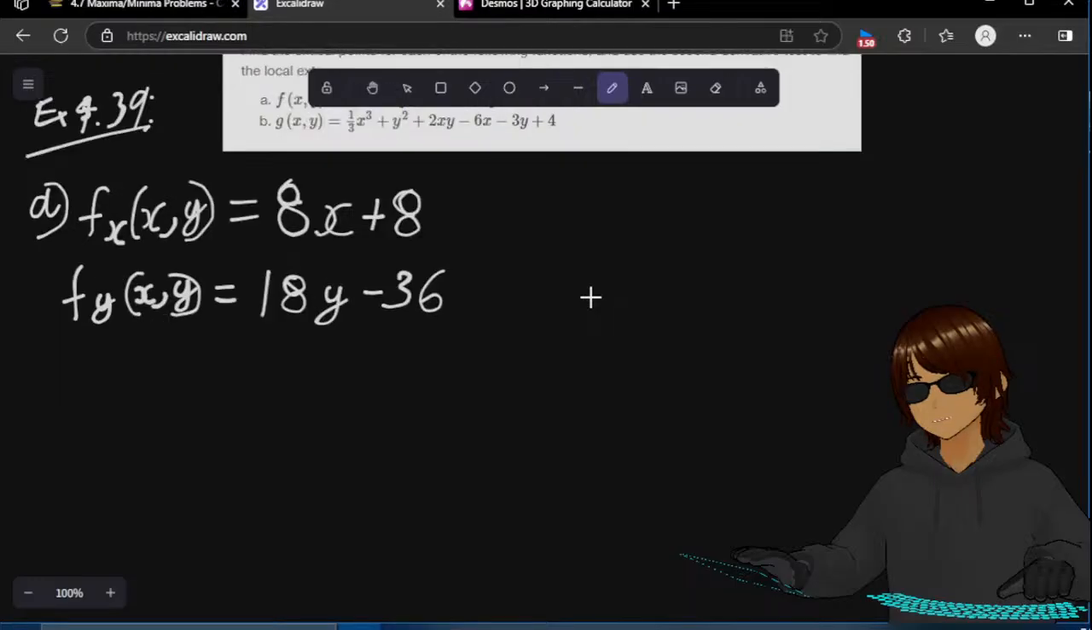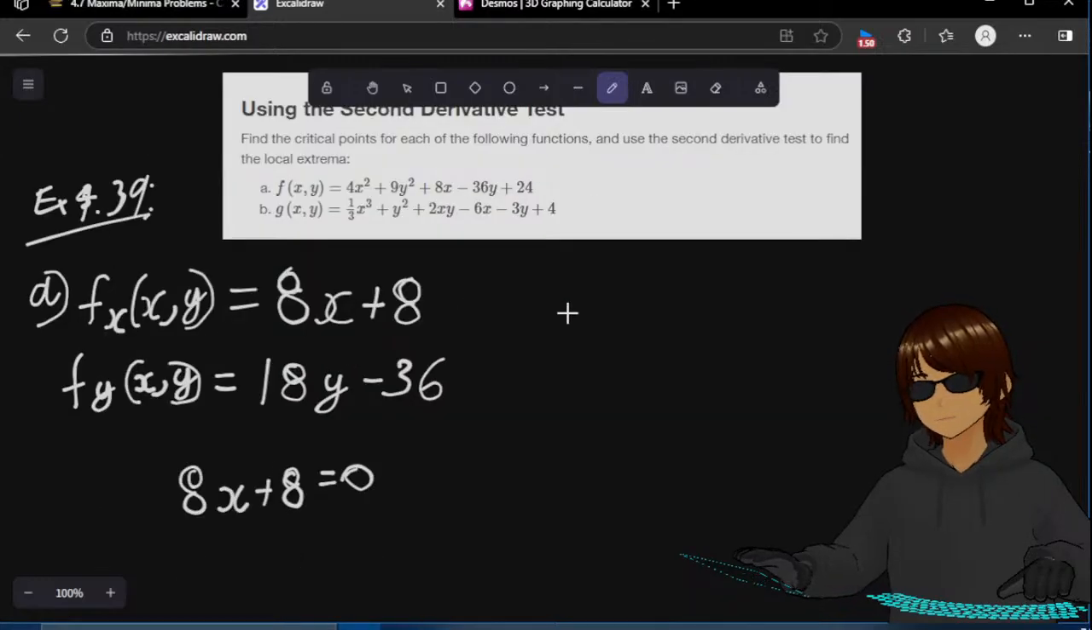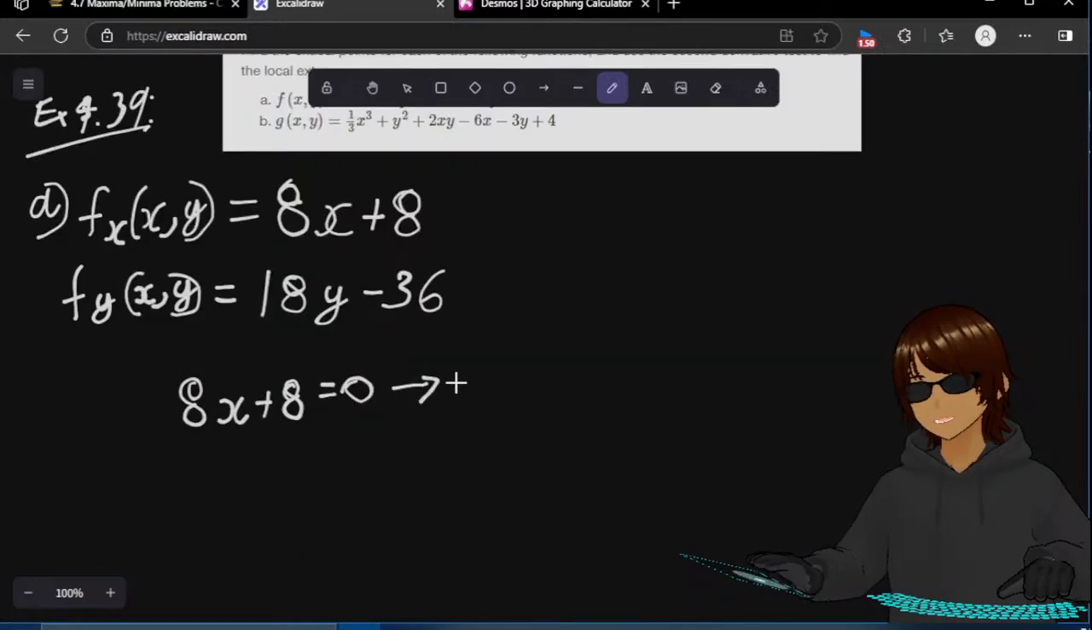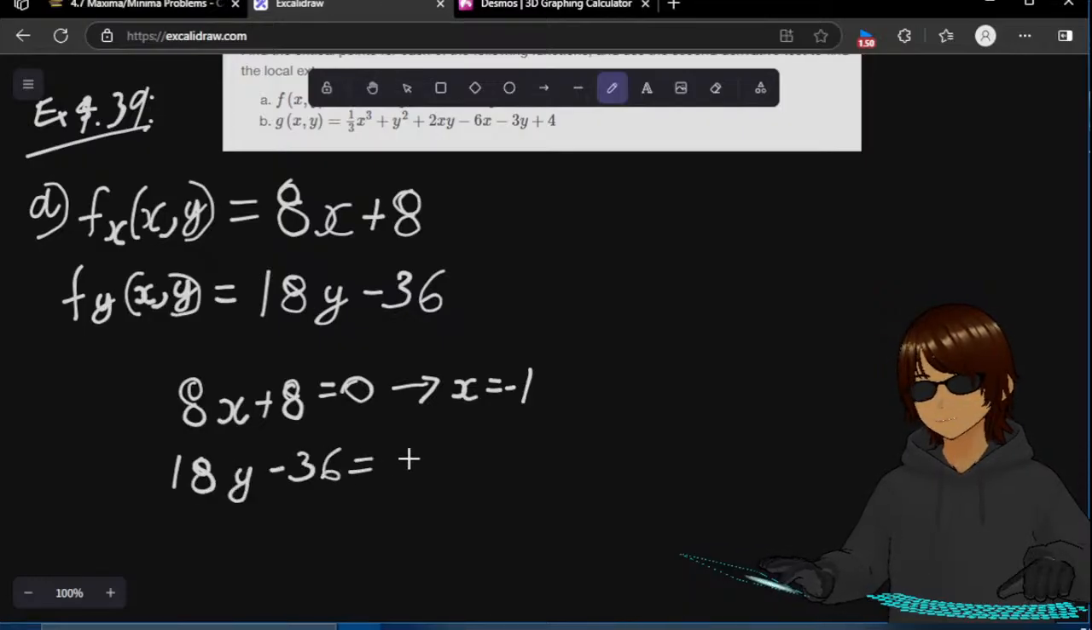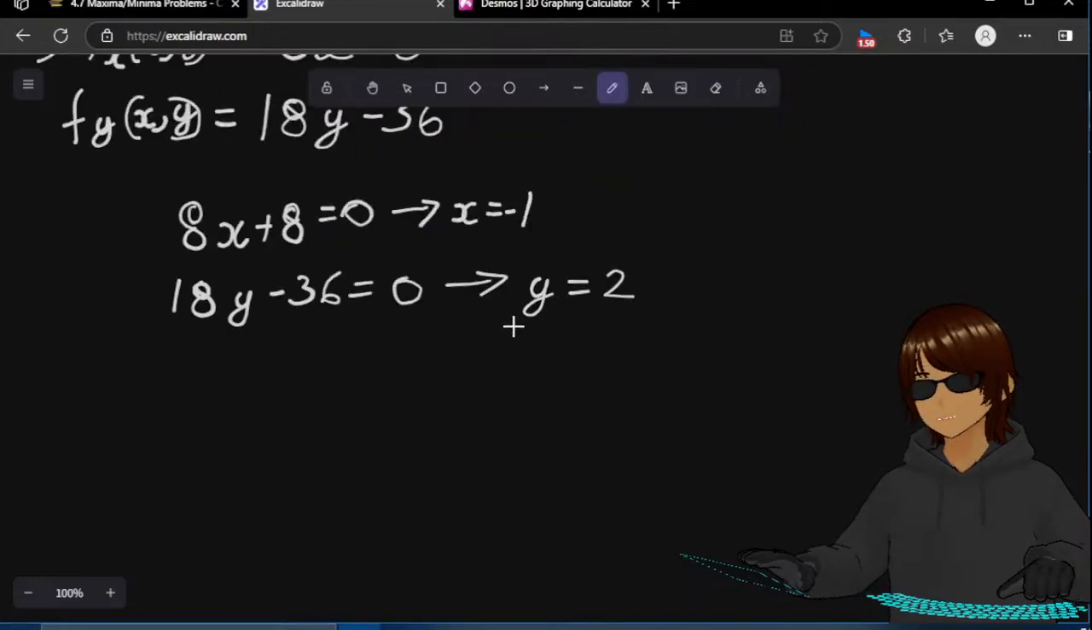Now, 8x plus 8 is equal to 0. We need to find the critical point, which would imply x is negative 1. 18y minus 36 is 0, which should imply y is 2. So we found the critical point.